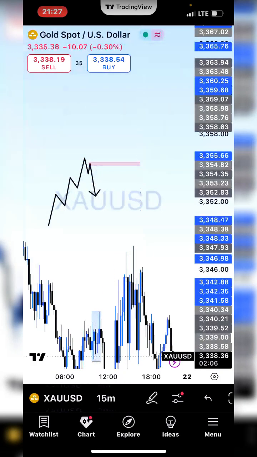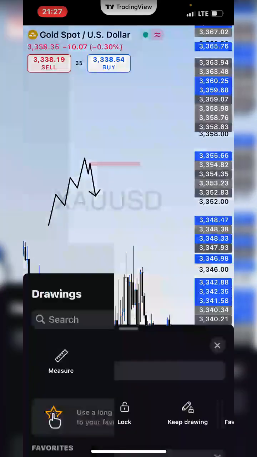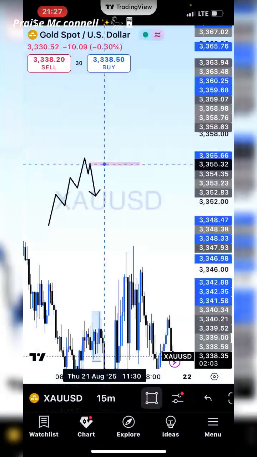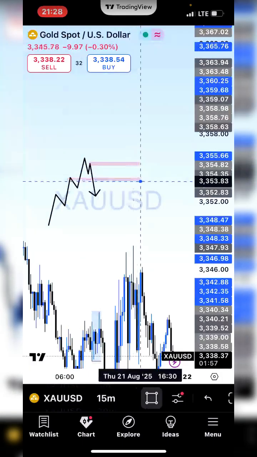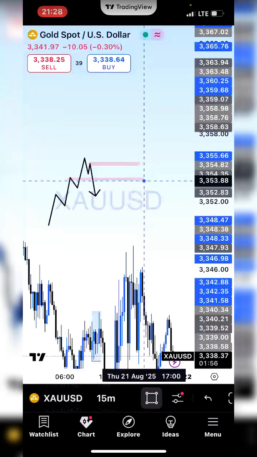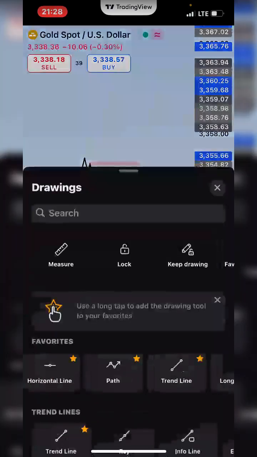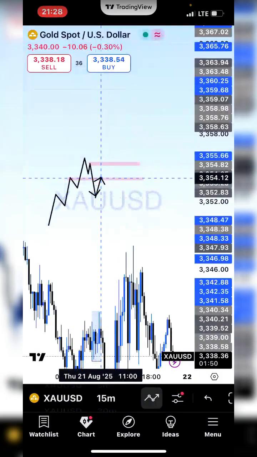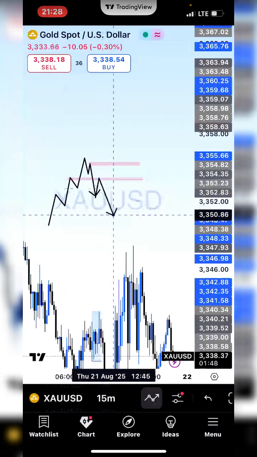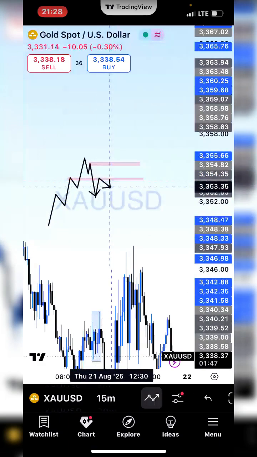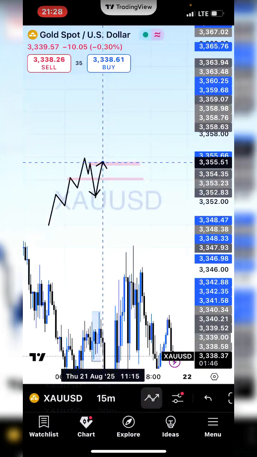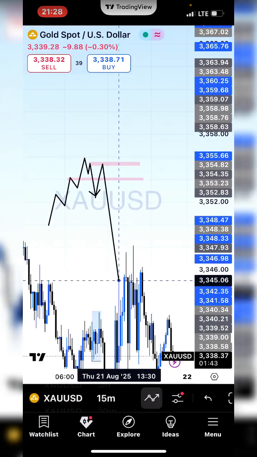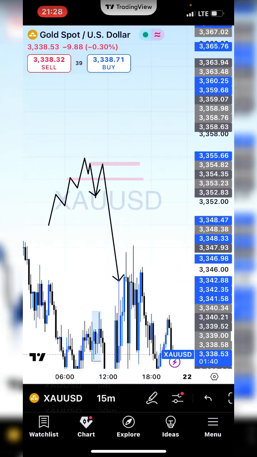Now after the invalidation X is here, this pullback, we still have our invalidation, which is here. So now we have two zones. We can either wait for price to come here and then we sell, or we wait for it to come to the invalidation X and we sell from there. Do you guys understand? Yes.